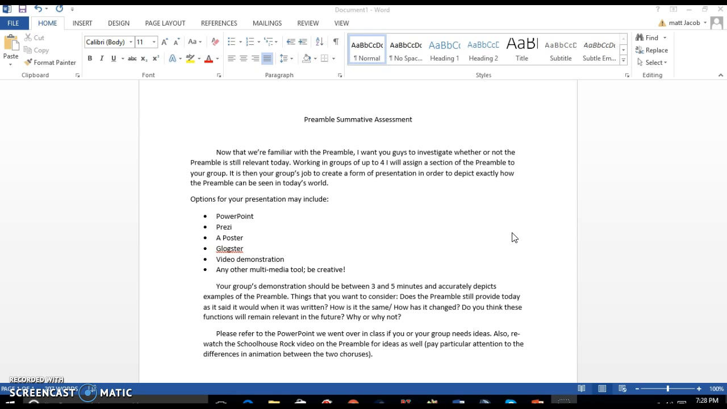Now, some groups may be more straightforward than others, and that's why you should focus on these questions. So, for example, to form a more perfect union, how is that relevant today? How has the union changed, and how will it change in the future? Now, that might be a little bit more difficult than maybe provide for the common defense, but you have many different options on how you want to present it.